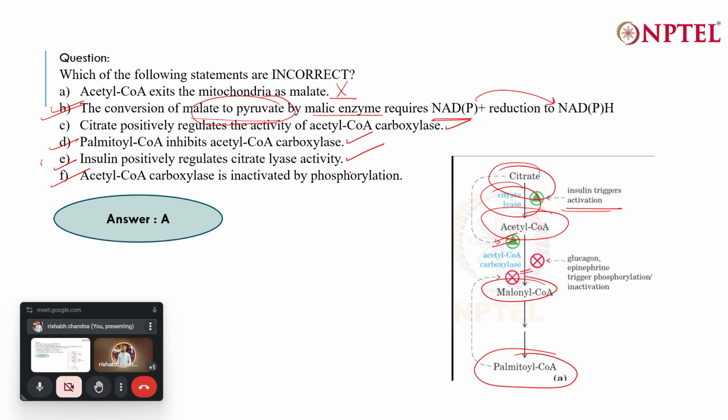Acetyl coenzyme A carboxylase is inactivated by phosphorylation. Yes, this is also correct, by the activity of glucagon, epinephrine.